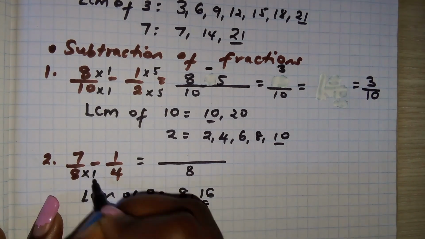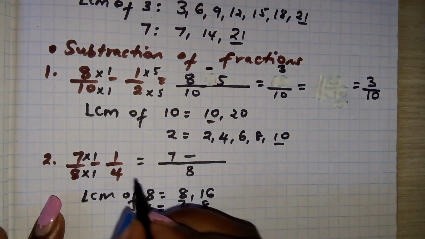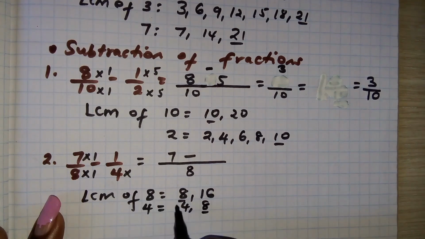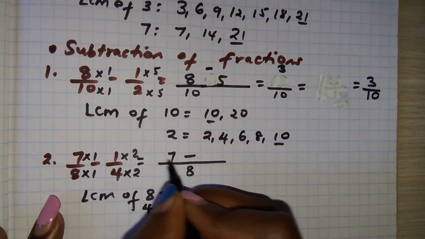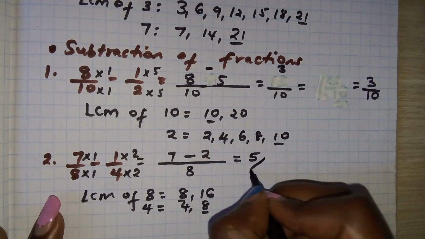So 8 times 1 is 8. 7 times 1 is 7 minus 4 times 2, 1, 2. So times 2 on top. So 1 times 2 is 2. 7 minus 2 is 5 over 8.